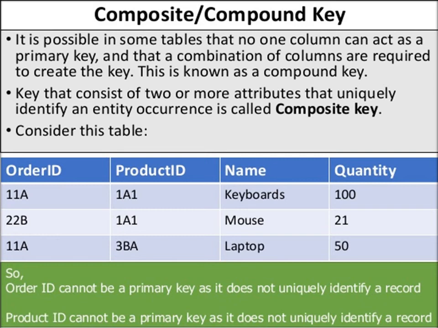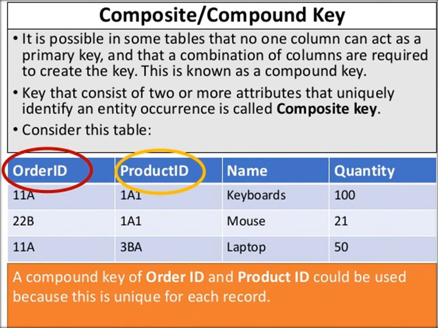Now what is a composite key? When a key is created with the combination of order ID and product ID, this will be the unique key which will identify the record uniquely. This key will be called a composite key. So the compound key of order ID and product ID could be used because it is unique for each record. This means the combination of values in these two fields will be unique for each record.